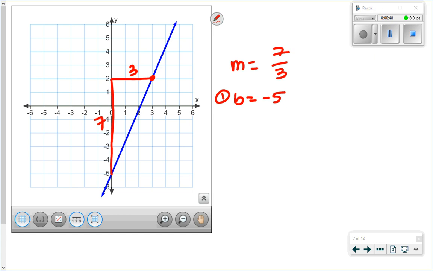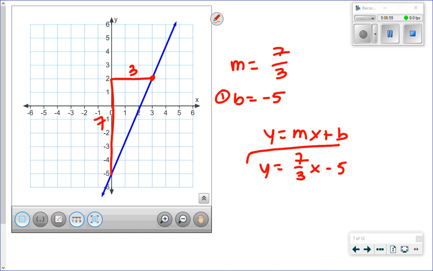And my line is going uphill, so that means it's going to be a positive slope. So y equals mx plus b. Y equals 7 over 3 x minus 5.